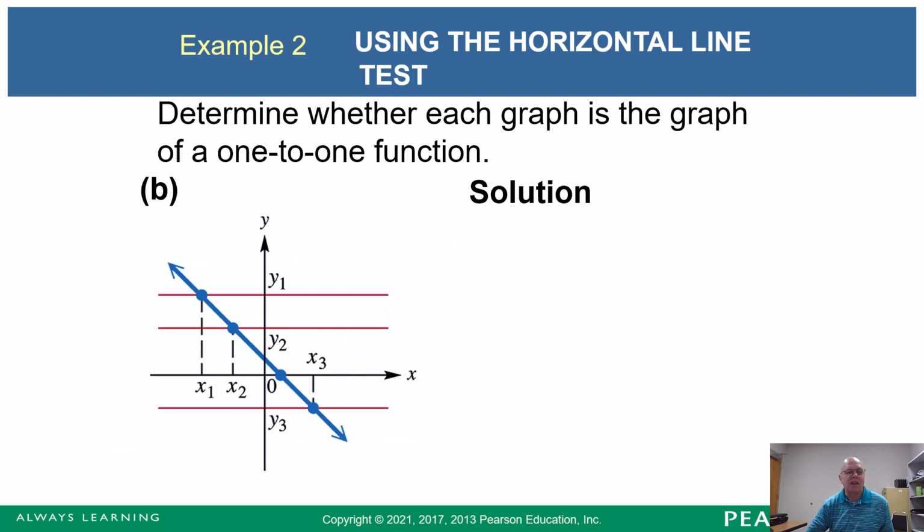How about this one? This is a line. Remember, the blue ones are the original relations or functions, depending on the case. Vertical line test, it only crosses it once anytime you draw one. And the horizontal line test, no matter where you draw a horizontal line, it crosses at most once. So it's not only a function, but a one-to-one function as well.